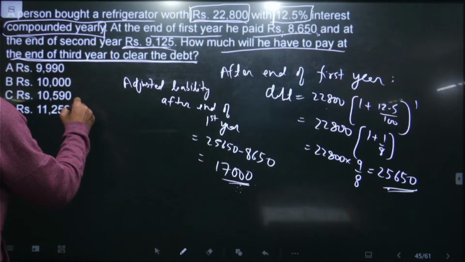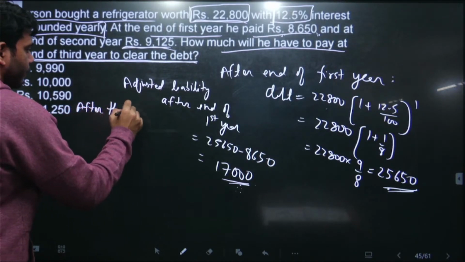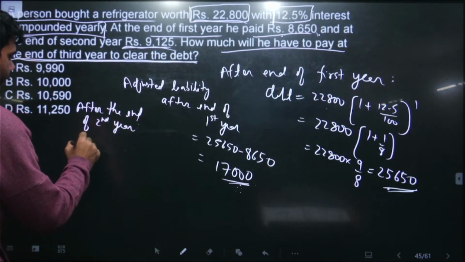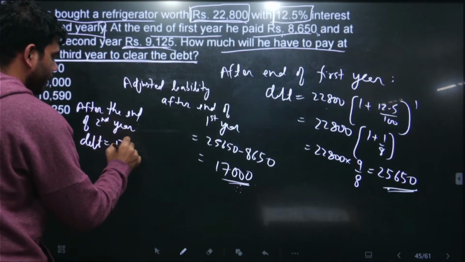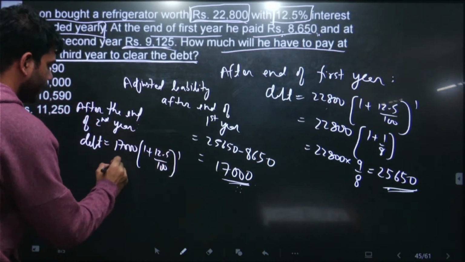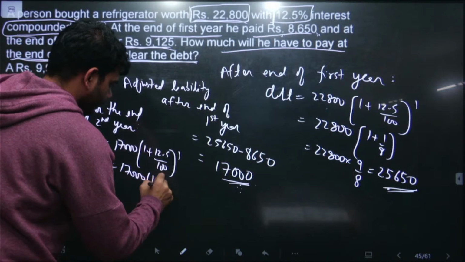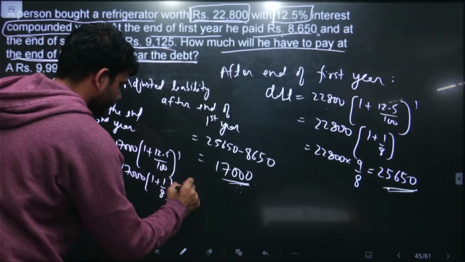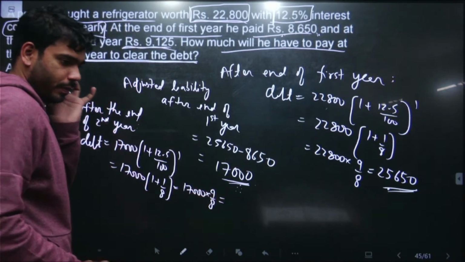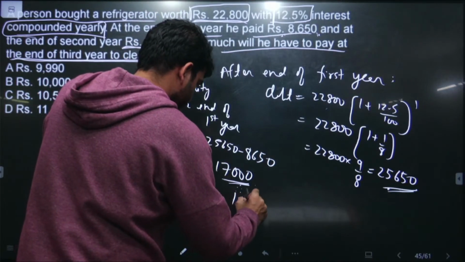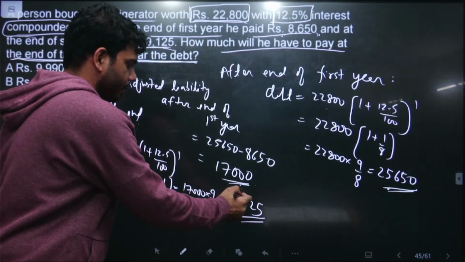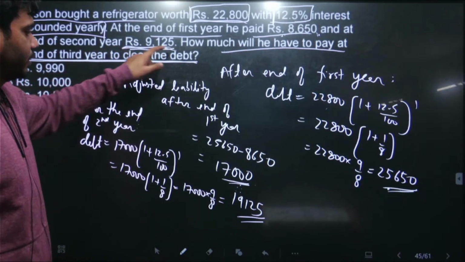So after the end of second year, the debt will be 17,000 into 9/8. This is coming out to be this much. This is the total liability that this person is having after the end of second year. ये total liability है और इसमें से this person is paying this much.